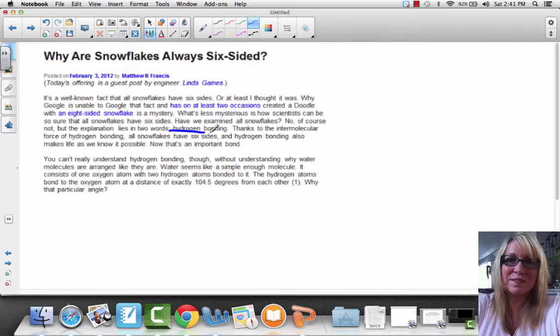Well, this sounds important, so I'm going to underline it. Thanks to the intermolecular force of hydrogen bonding, all snowflakes have 6 sides. This is also very important. And hydrogen bonding also makes life as we know it possible. Now that's an important bond. Well, right now, this isn't an important fact. Hydrogen bonding makes life possible as we know it. However, it's not important to answering the question. So let's continue. You can't really understand hydrogen bonding, though, without understanding why water molecules are arranged like they are.